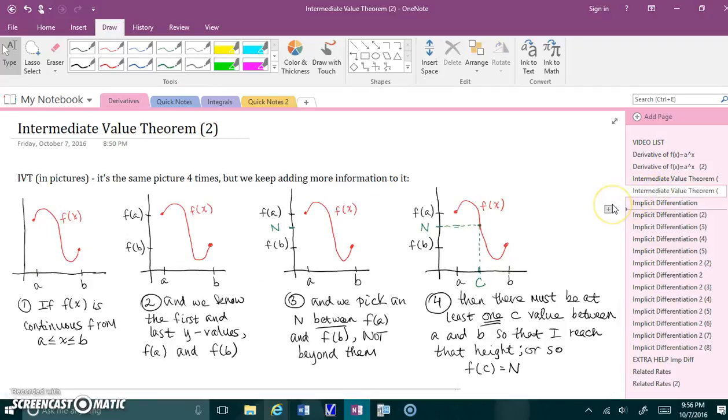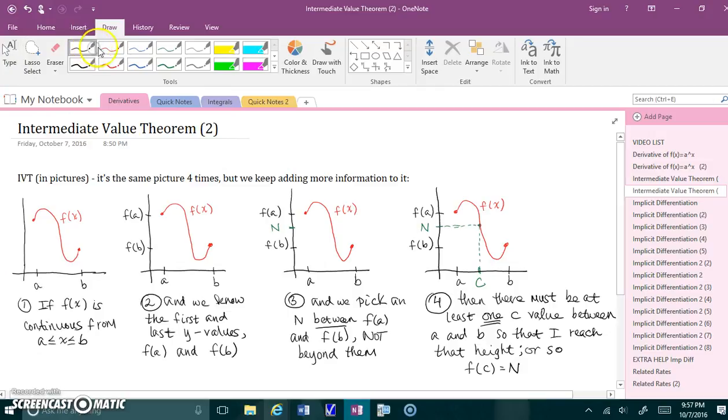Here we have the intermediate value theorem in picture, so a third way of saying it. We have big words, little words, and pictures now. Now this is the same picture 4 times, we're just adding more and more information to it. So this is really breaking it down for you. So let's start off here. We're saying if f of x is continuous from a to b.